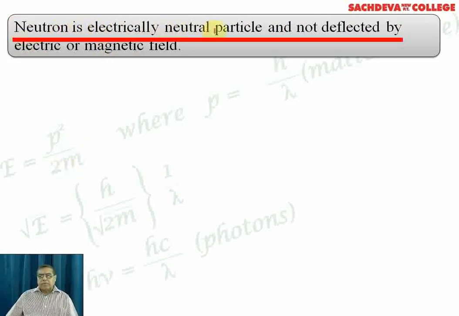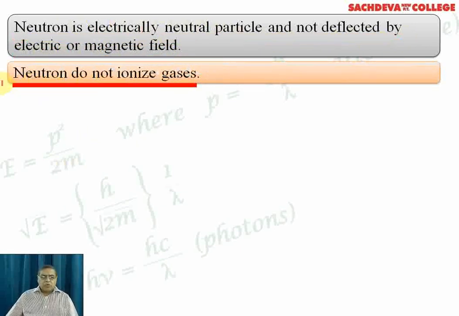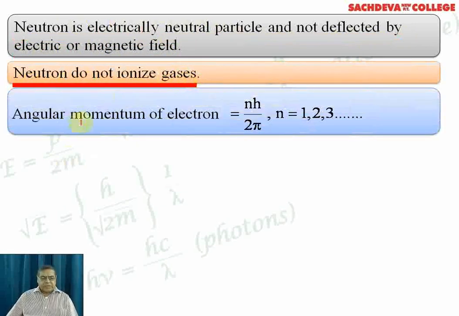Neutron is an electrically neutral particle and not deflected by electric or magnetic field. Neutron does not ionize the gases.